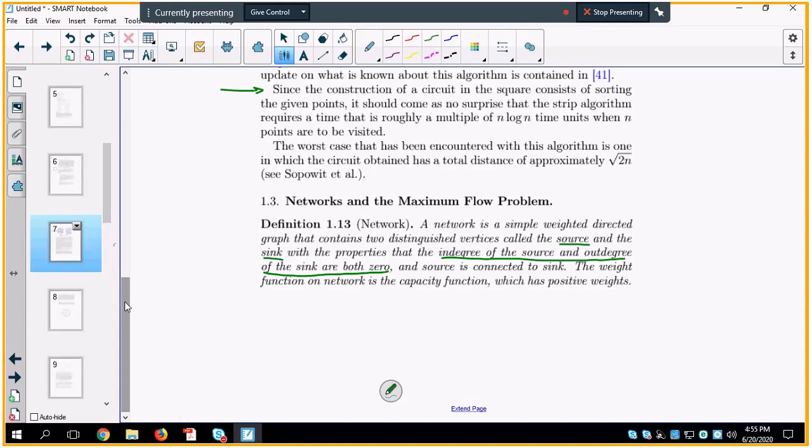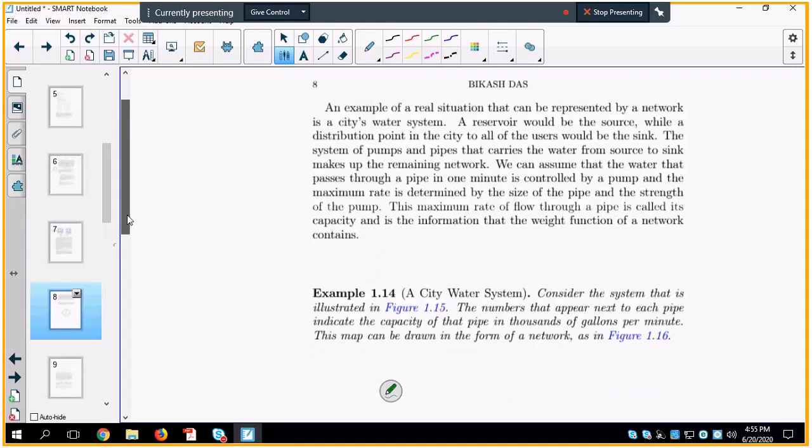Source is connected to sink. The weight function on a network is the capacity function, which has positive weights. So think about water flowing, since we have the word sink. It makes sense that the in degree of the source would be 0 in terms of our network. So the source just has water flowing out, and the out degree of the sink is 0 because the sink only has water flowing in.